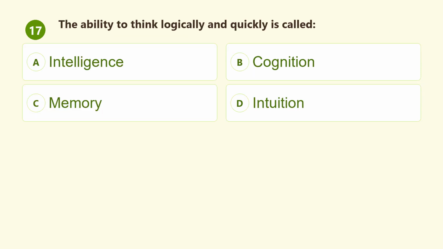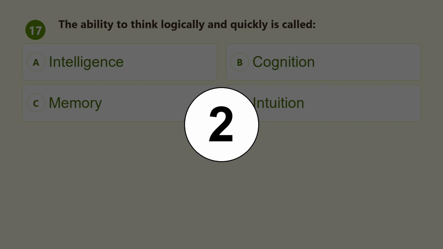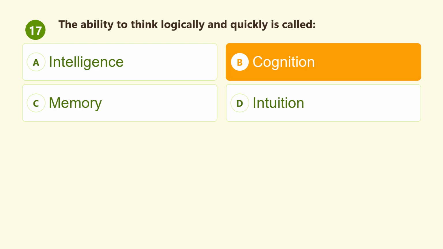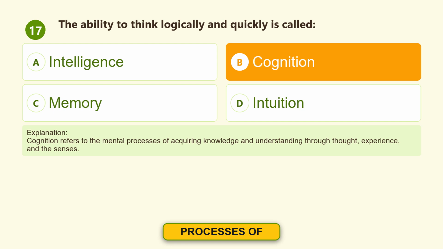Question 17. The ability to think logically and quickly is called: Option A, intelligence. Option B, cognition. Option C, memory. Option D, intuition. The correct answer is option B. Cognition. Cognition refers to the mental processes of acquiring knowledge and understanding through thought, experience, and the senses.